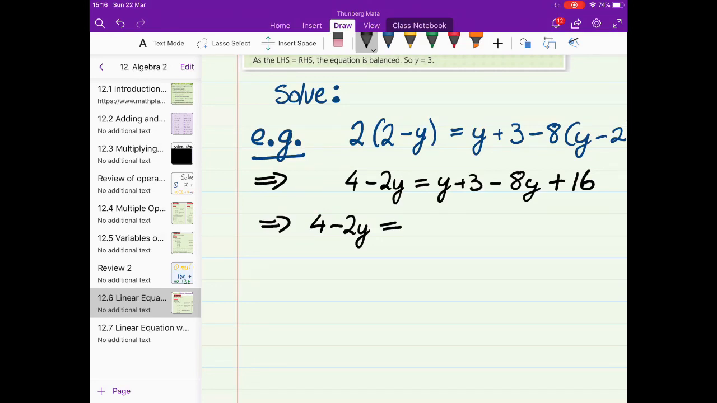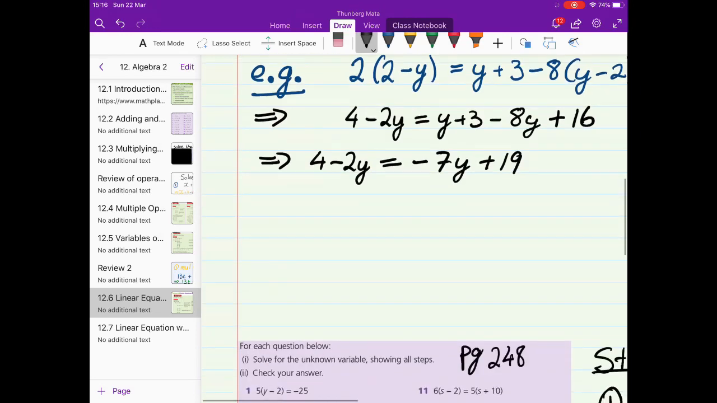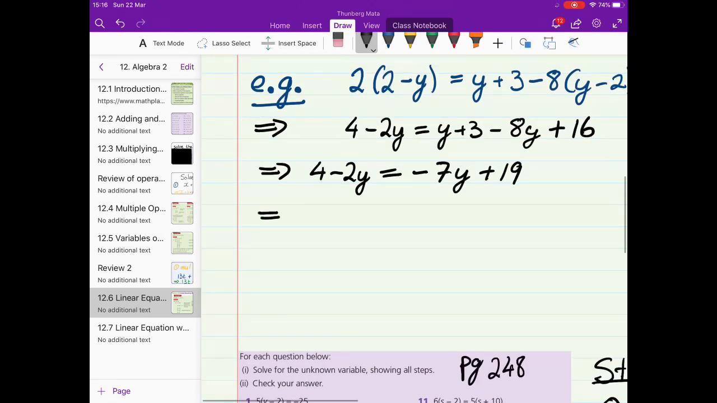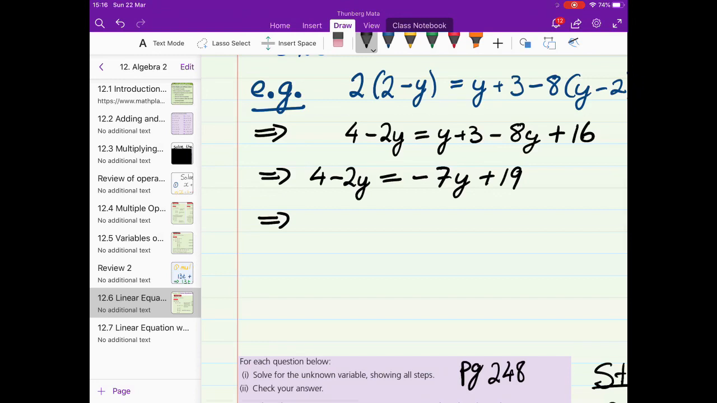So we have 1 positive, 8 negatives. That'll leave us overall with 7 negatives. Then we have plus 3 plus 16 will give us plus 19. So from here, this question is just like the ones we've done before. It's very, very similar to a variables on both sides of the equation question. So I want to end up with all my variables on the left and numbers on the right.